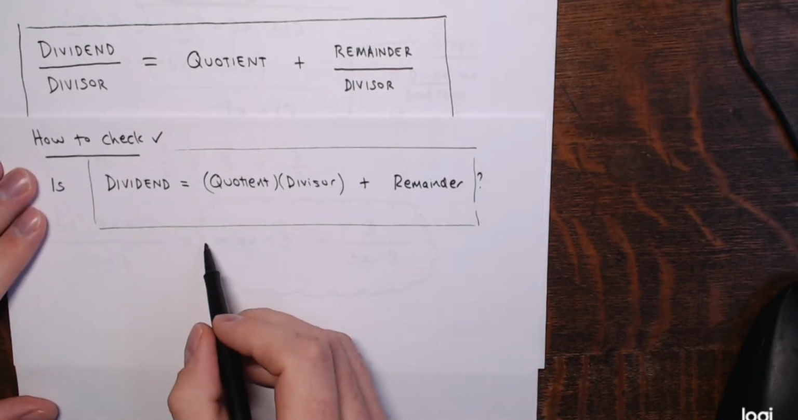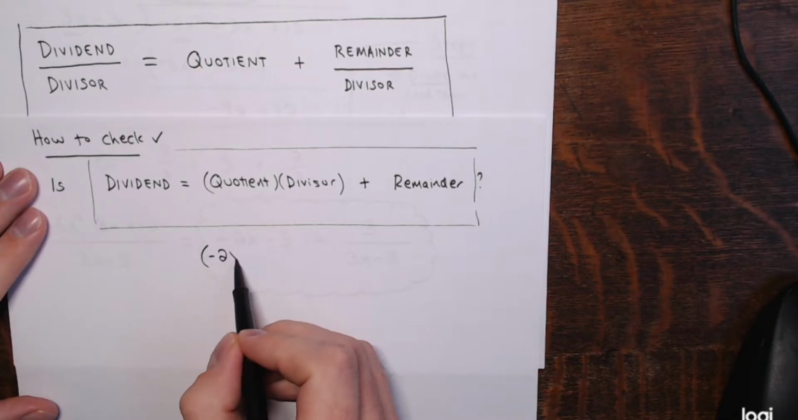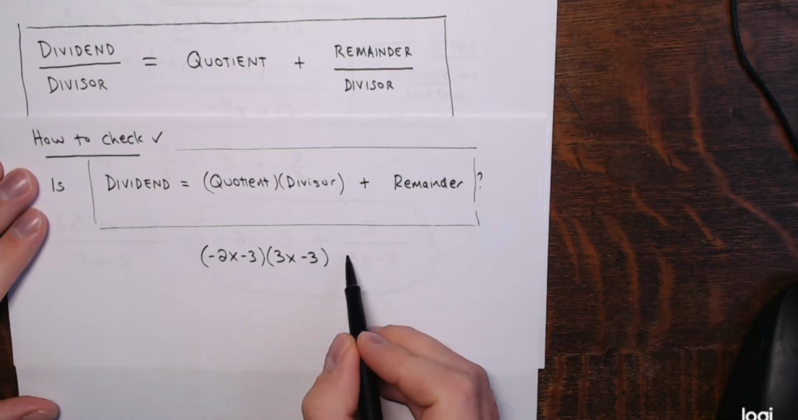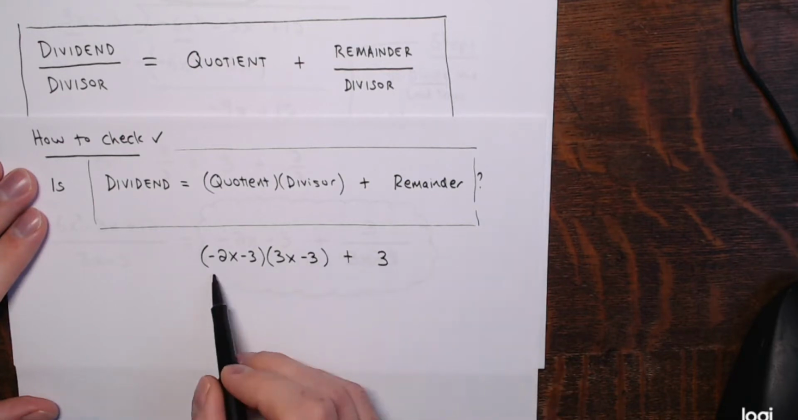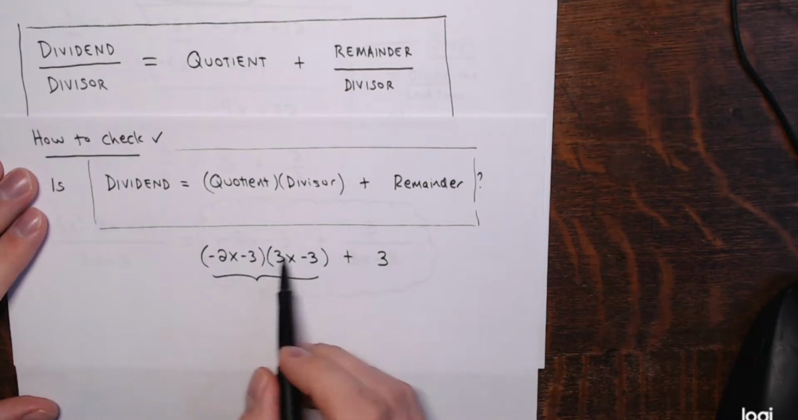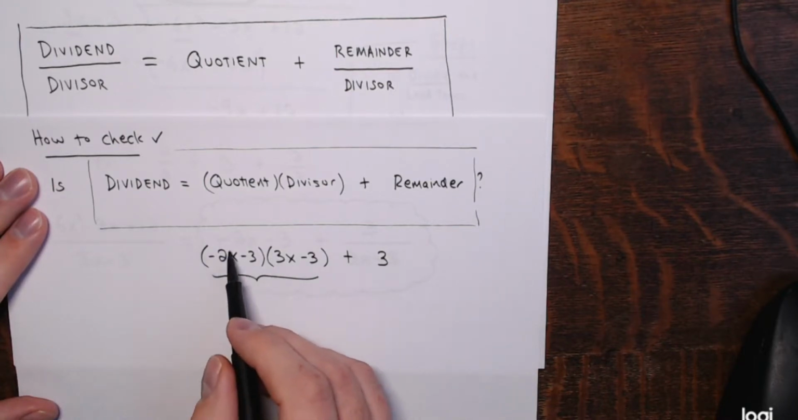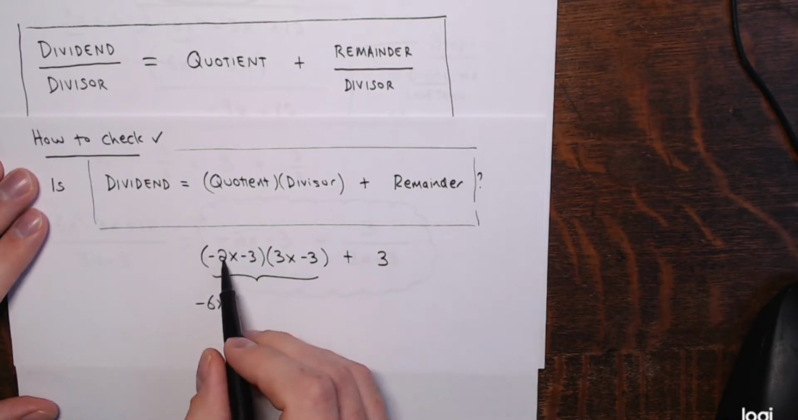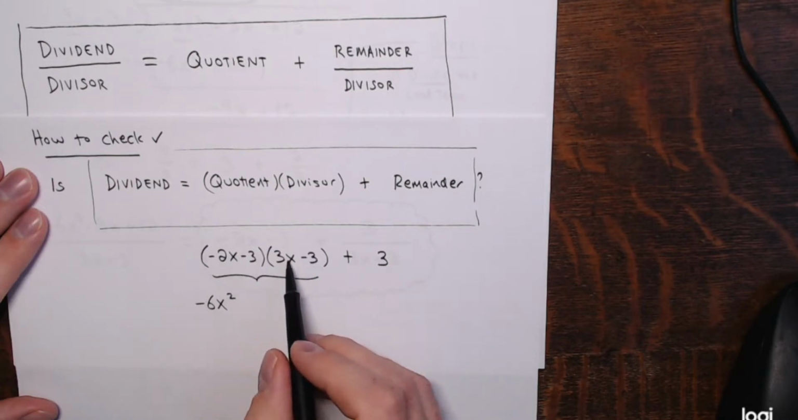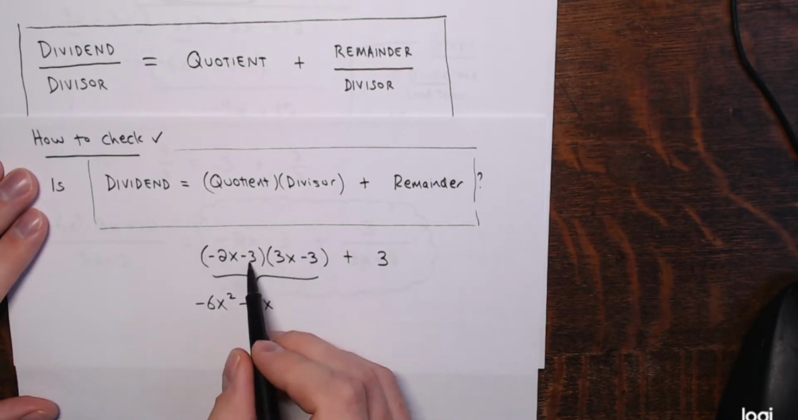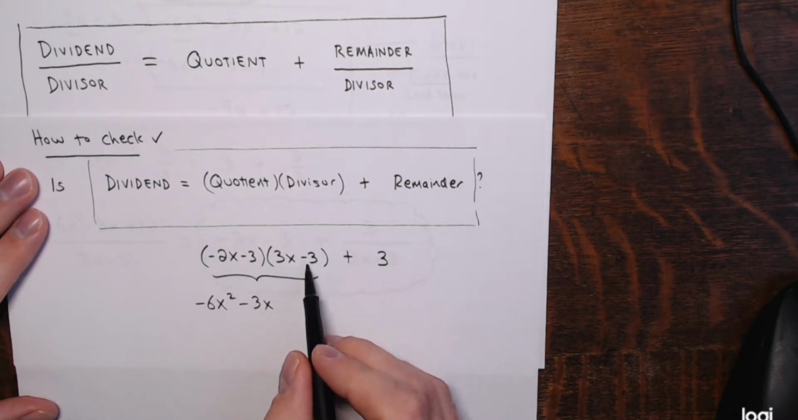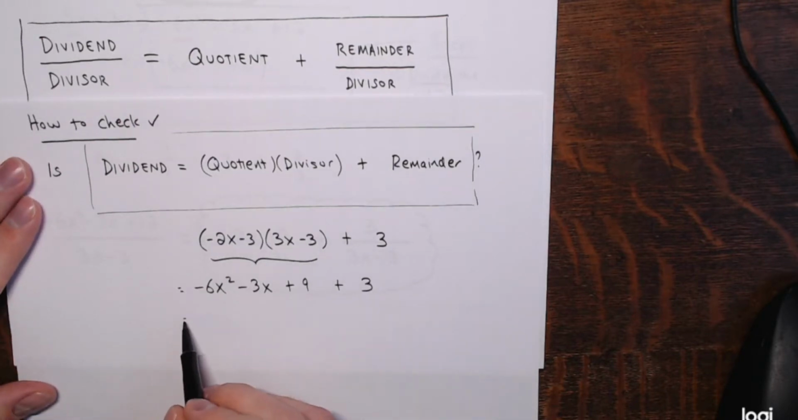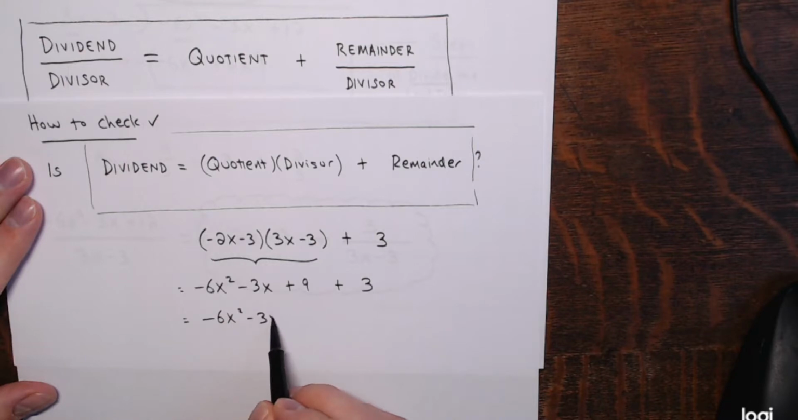So let's see. The quotient was negative 2x minus 3. The divisor was 3x minus 3. And the remainder is 3, plus 3. So you multiply these two. I can do some foiling or whatever. Distribute every term from one to the other and combine like terms. That'd be negative 6x squared, and then we have plus 6x minus 9x, that'd be minus 3x, and then plus 9. But then you got the plus 3 after, making that plus 12. This is negative 6x squared minus 3x plus 12.